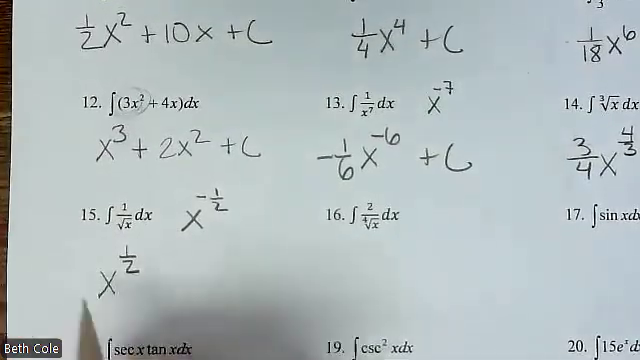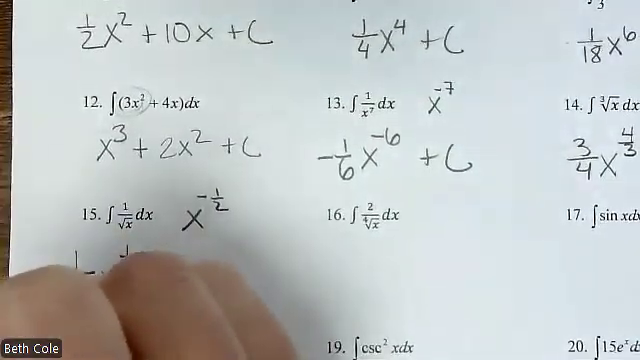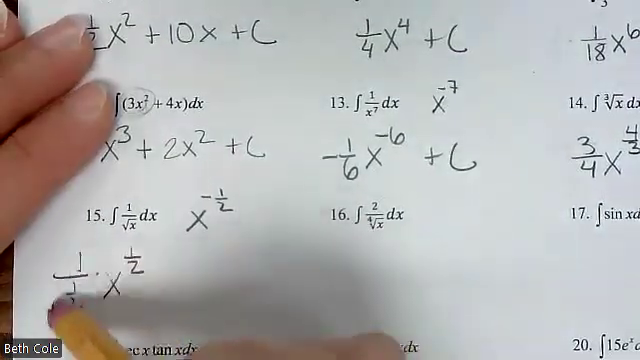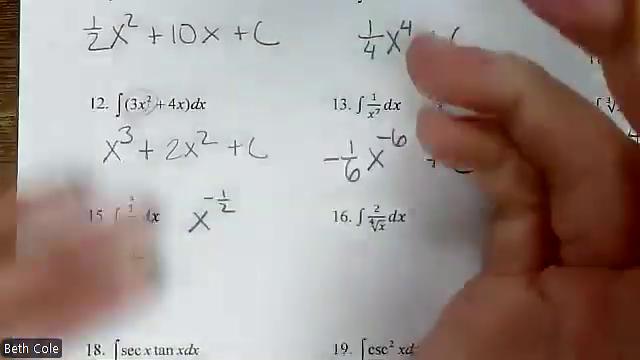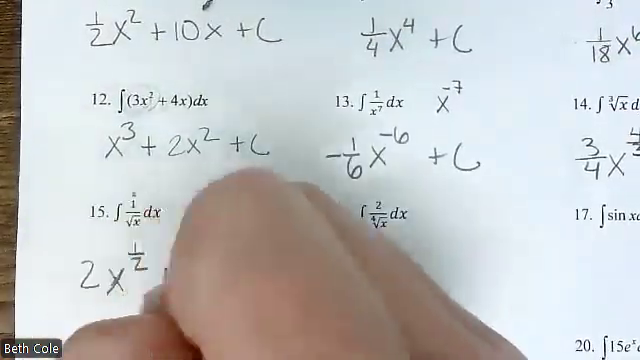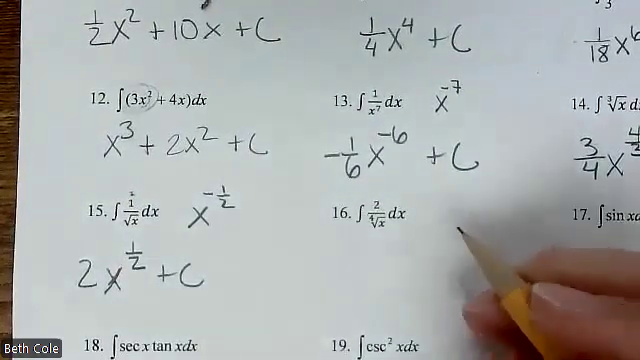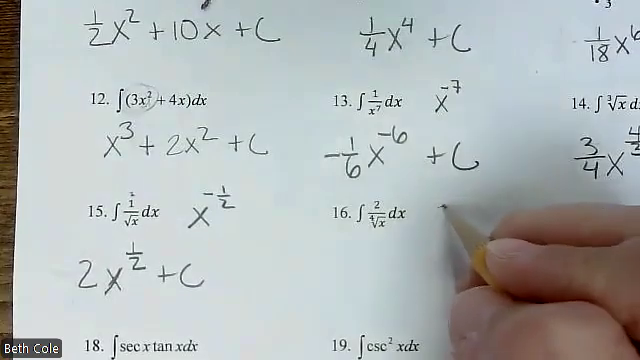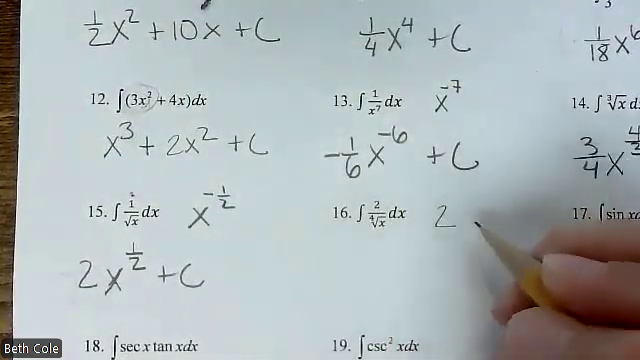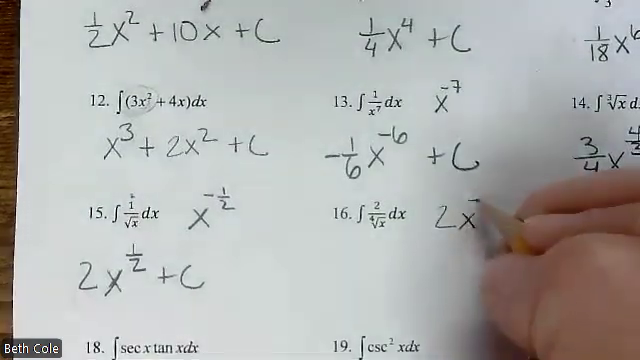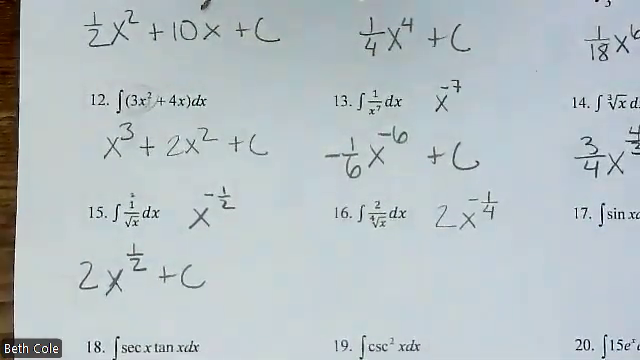And then what would need to go out front? Don't write this. I mean, that's not wrong, but it just looks awful. What should we put instead? Yeah, just 2. And then plus c. All right, off to the side. This would be 2x to the what? Negative, good, because it's in the denominator, and 1/4, because it's a 4th root.